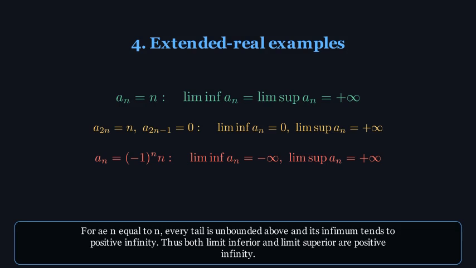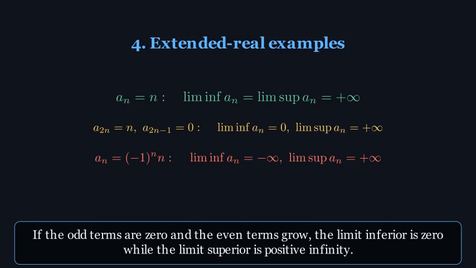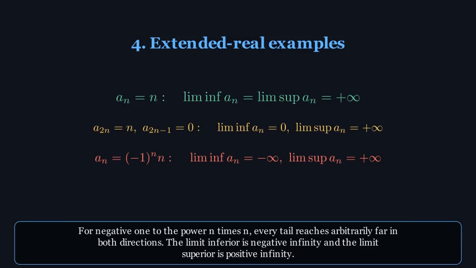For an equal to n, every tail is unbounded above and its infimum tends to positive infinity. Thus both limit inferior and limit superior are positive infinity. If the odd terms are 0 and the even terms grow, the limit inferior is 0 while the limit superior is positive infinity. For negative 1 to the power n times n, every tail reaches arbitrarily far in both directions. The limit inferior is negative infinity and the limit superior is positive infinity.